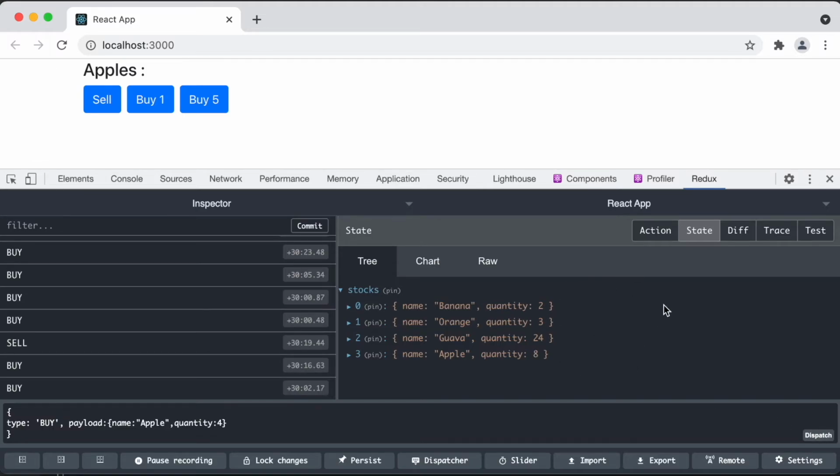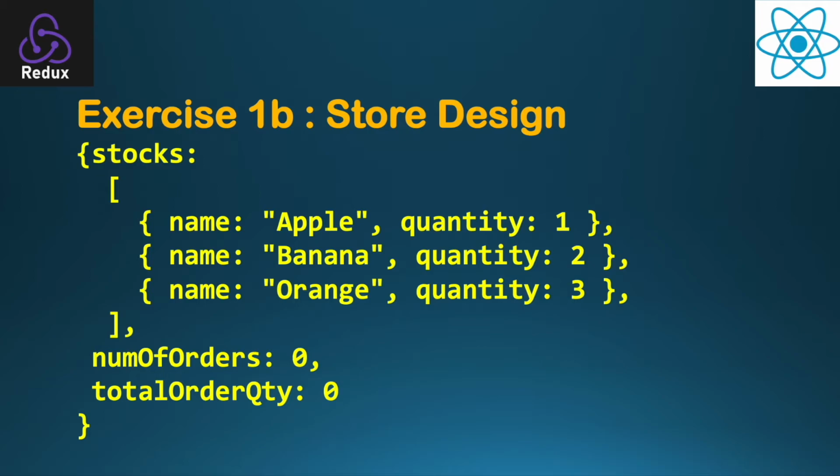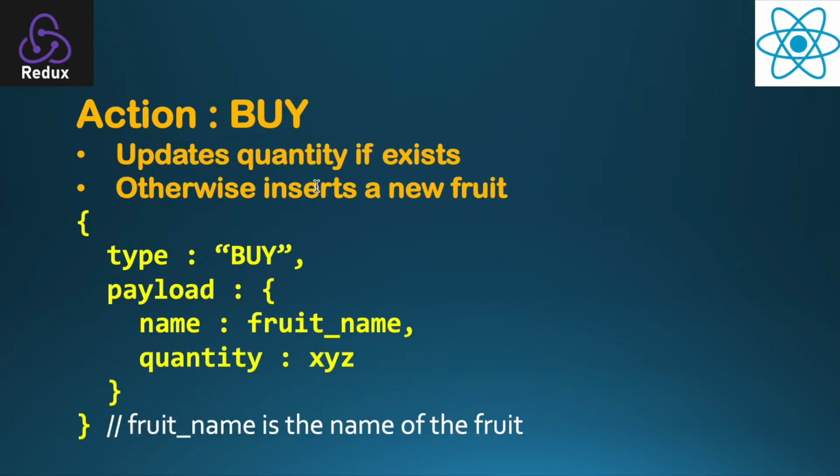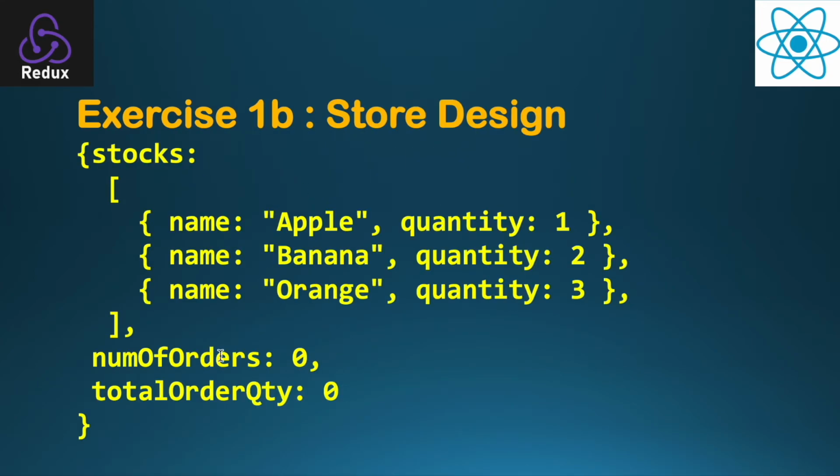So this is working fine and we are using all the rules that we had defined while developing it. Next, what are we saying? Let the store design be the same for stocks, and we also have number of orders and total order quantity. We also want to maintain this in our store. And we have the same sell and buy. The buy and the sell remain the same. The actions remain the same. But what do we want? We also want these fields to get updated, and these would get updated only in the sell.